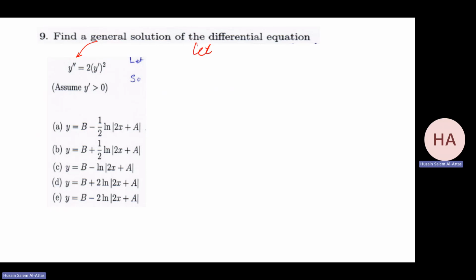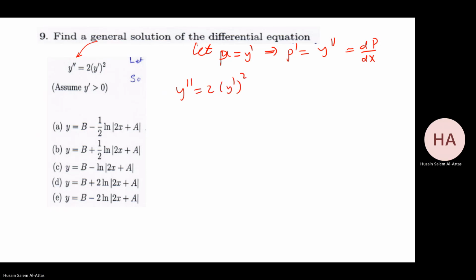So I will let u equal y prime, or p, what they call it? Yeah, call it p usually. That will be p prime equal y double prime, which is dp by dx. So now the equation becomes p prime equal 2p squared, which is dp by dx equal to 2p squared.